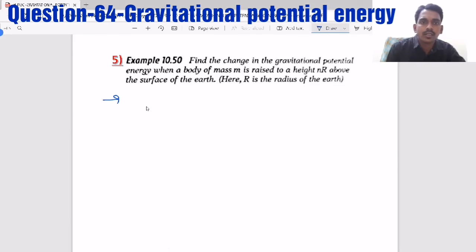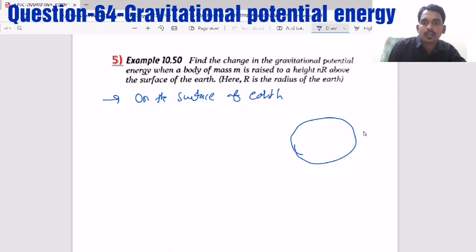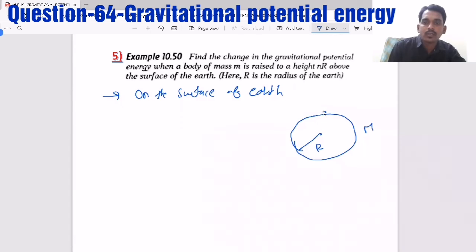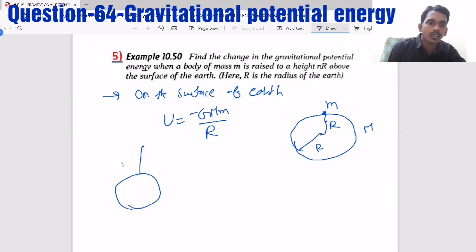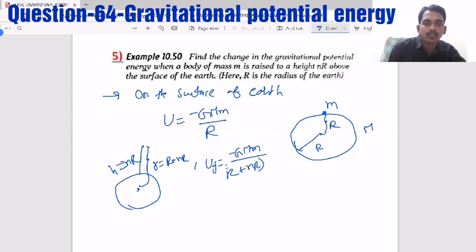Now, one more question. Find the change in gravitational potential energy when a body of mass m is raised to a height nR above the surface of the Earth. On the surface of the Earth, consider an Earth of mass M and radius R, and you place one mass on its surface. The distance between the mass and Earth will be R, because distances you have to measure from the center of the Earth, that is nothing but the center of mass. So the initial gravitational potential energy is minus GMm by R. Now you have taken the object to a height h equal to nR. The final distance will become R plus nR, so the final potential energy will become minus GMm by R plus nR.